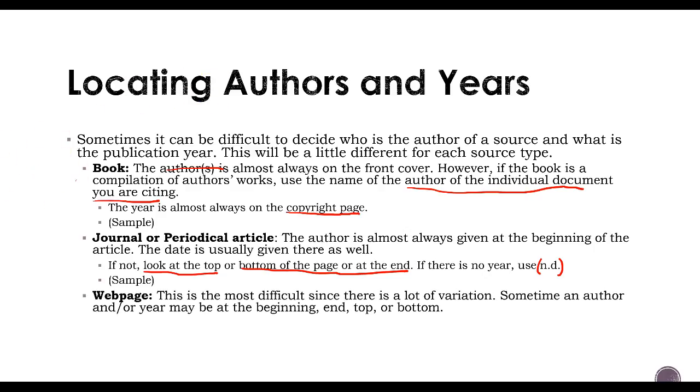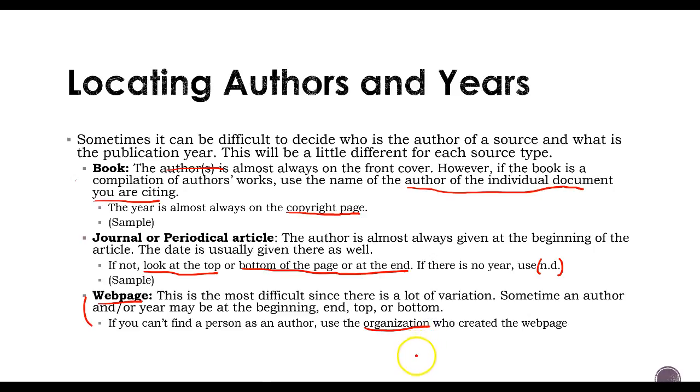Finally, it can be trickiest to find the authors and the years on web pages. Since there's a lot of different variations on web pages, the authors could be at the top, they could be at the bottom, they could be at the beginning of the article, they could be at the end of the article. There could not be any authors, there could not be any year. So there's a lot of variation with the web pages. If you can't find a person as an author, just use the organization where the article came from or who created the web page. And if you can't find the date, just use the ND.